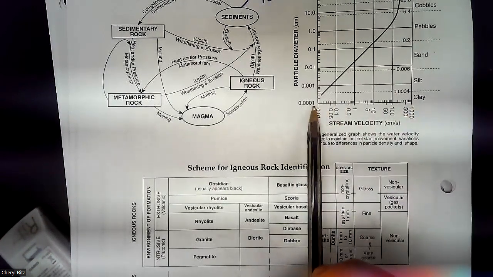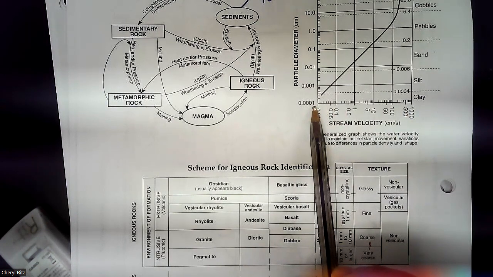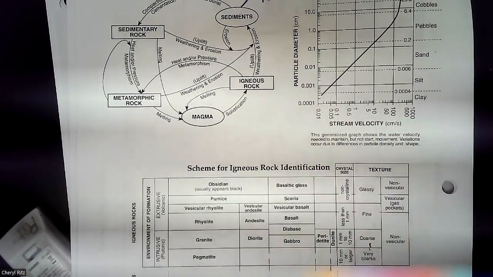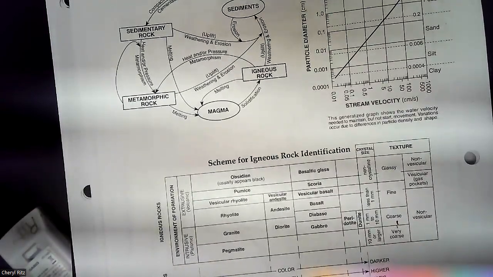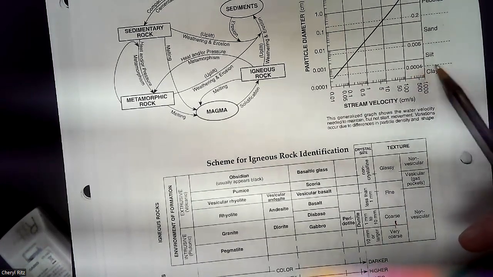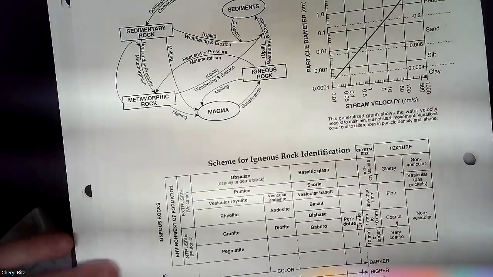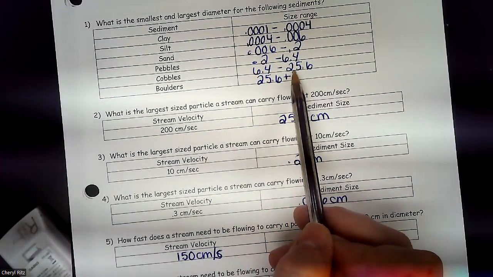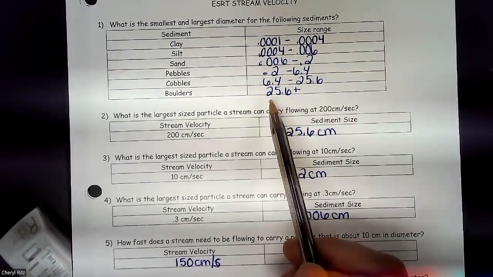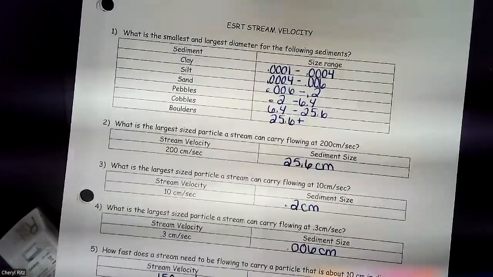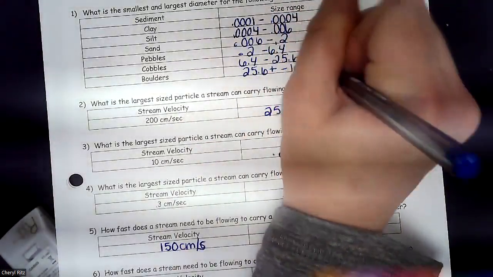Okay, what I want to point out is it's not labeled 0. So it is labeled 0.0001. So if you did say 0 to 0.0004, just fix that so it does say the 0.0001. And then just going up, clay, I'm sorry, silt 0.004 to 0.006, 0.006 to 0.2, 0.2 to 6.4, 6.4 to 25.6. And then for boulders, I did say 25.6 and I just put plus. It could just be anything greater, or if you did top it off at 100, that's fine too.